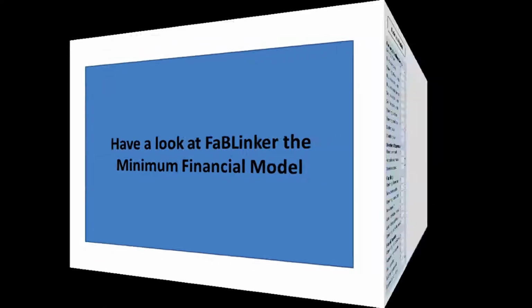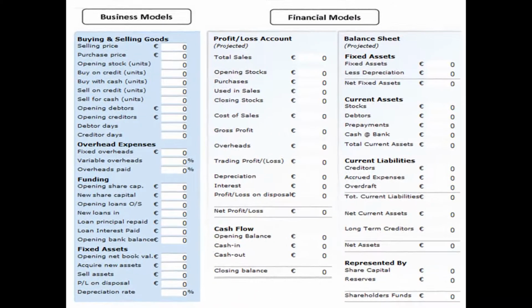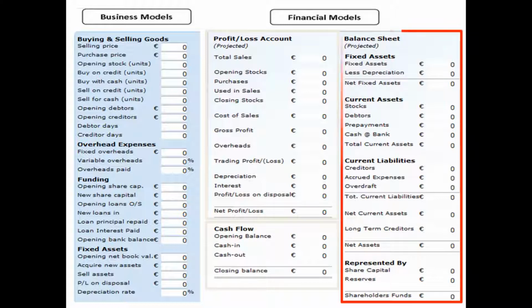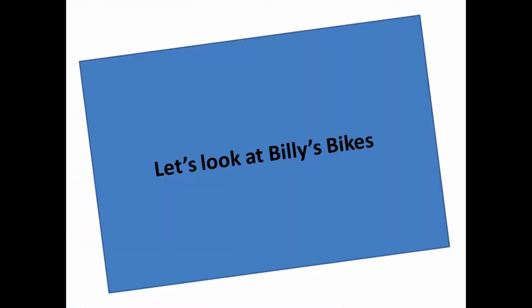It captures the key metrics of the business model, buying and selling, overheads, funding, and fixed assets. And it instantly shows if the business will make a profit and be stable in terms of its cash position using the financial scorecards, the profit and loss account, the cash flow, and the balance sheet. Let's take a look at how this works in a simple business startup. We will call it Billy's Bikes.